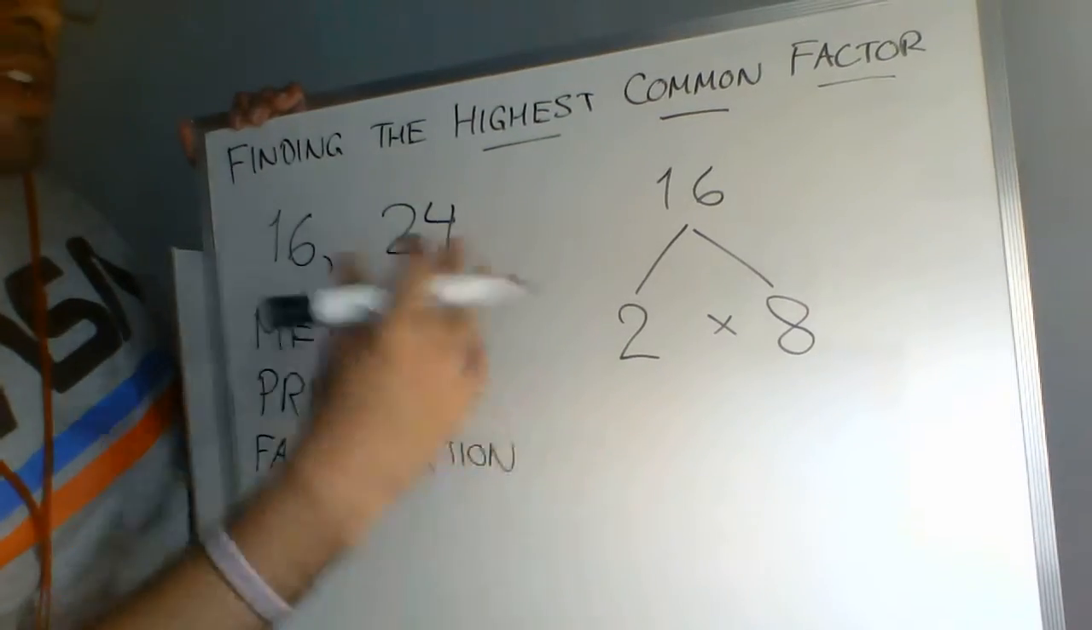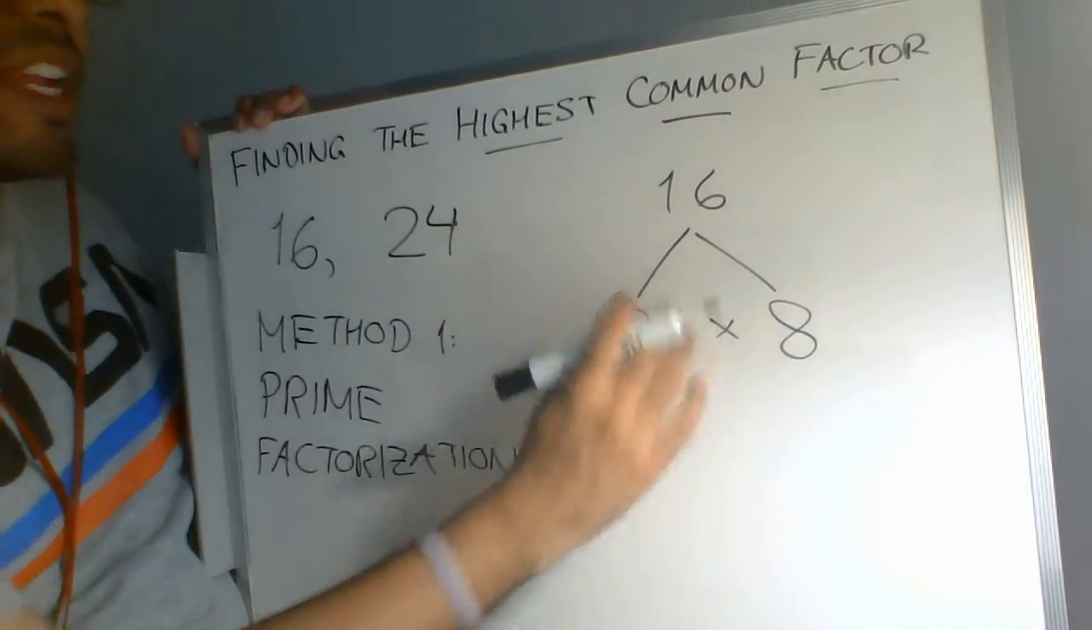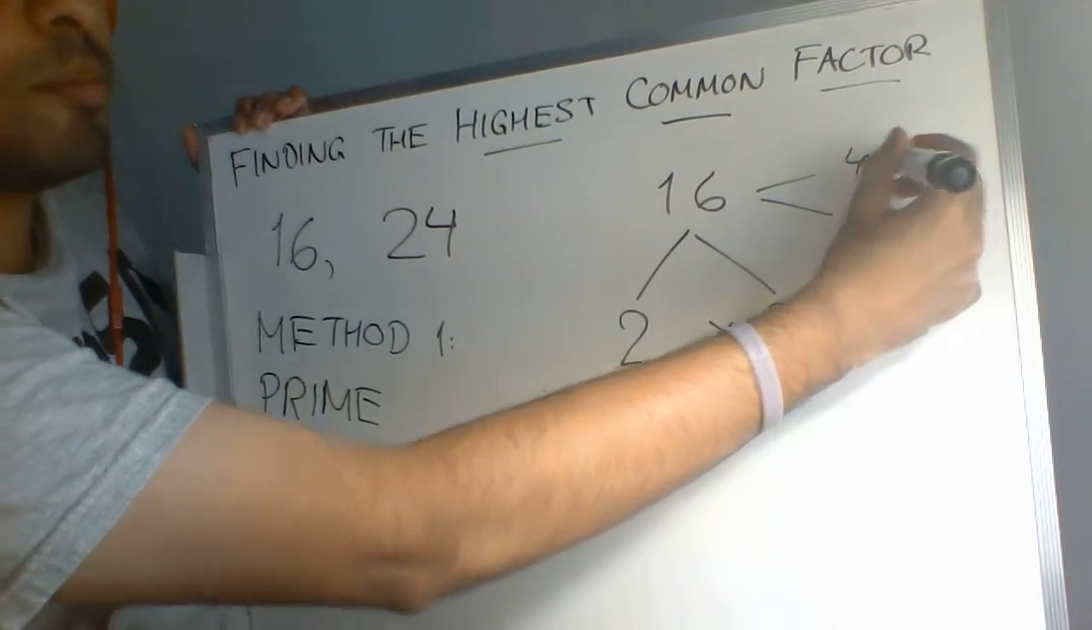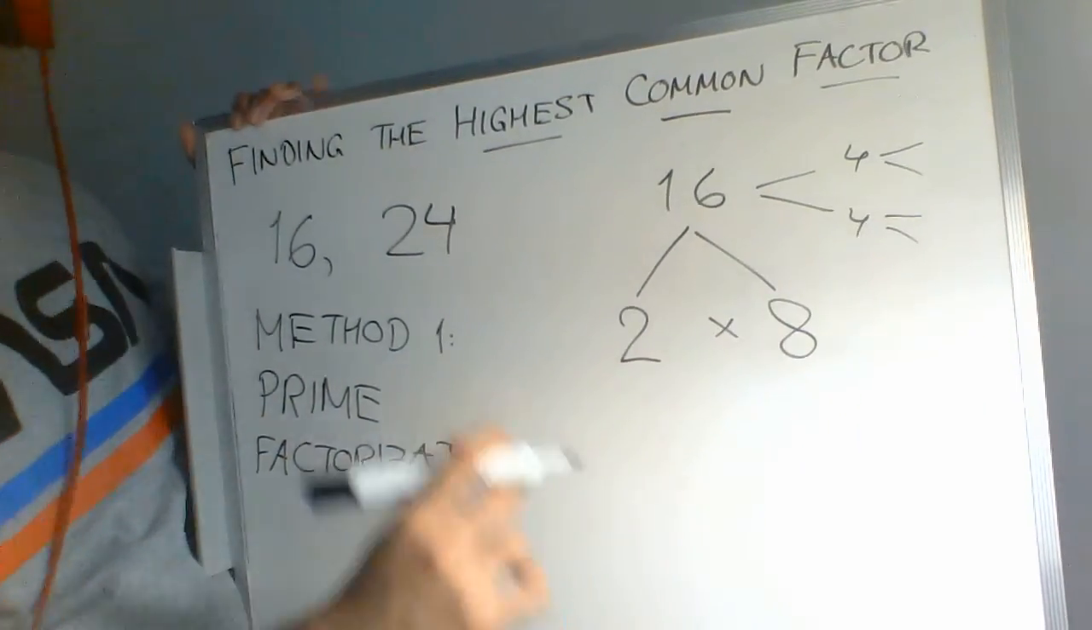You can go this way. It's also perfectly valid if instead of 2 times 8 you did 4 times 4, and then you just broke both of those up later.